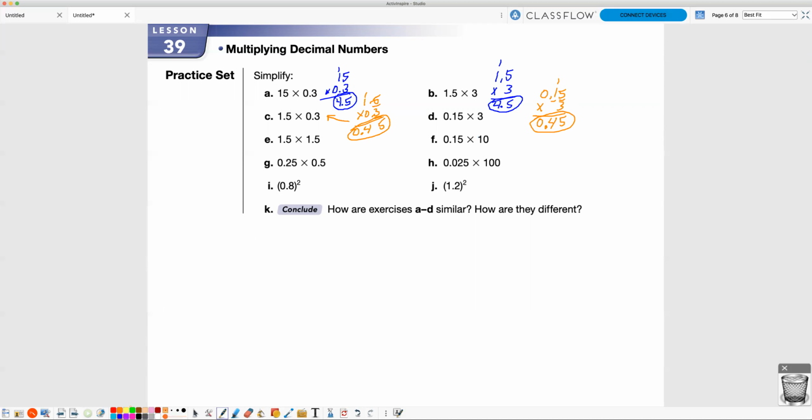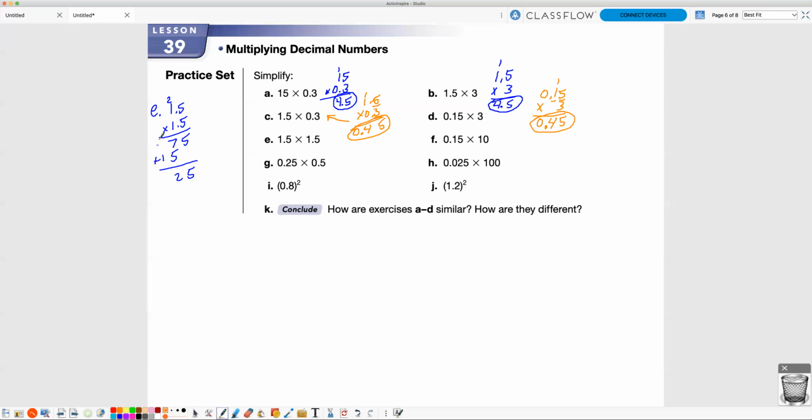All right, do letter E. 1 and 5/10 times 1 and 5/10. Let me do that over here for you guys. 1 and 5/10 times 1 and 5/10. That'd be 25, carry the 2. This would be 5 plus 2 makes 7. This would be 5, which goes right below the 1. 1 times 1 is 1. Add those together, I end up with 5.